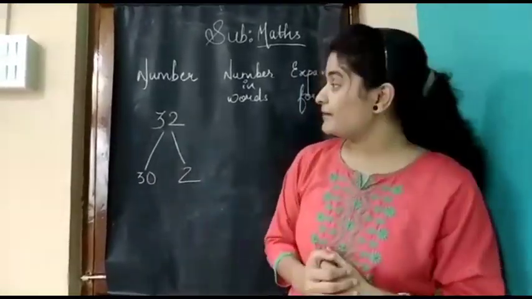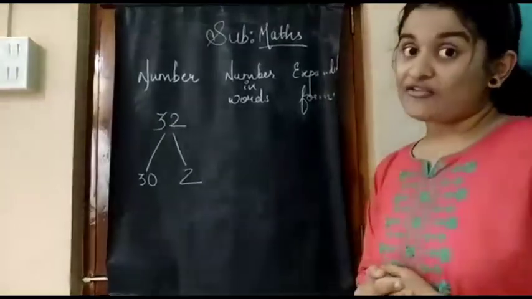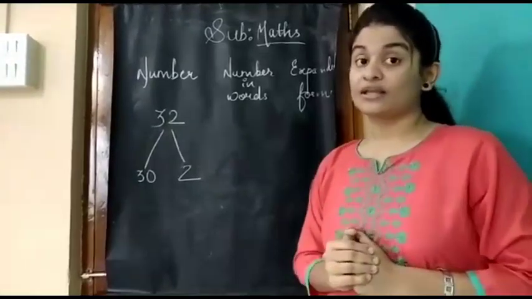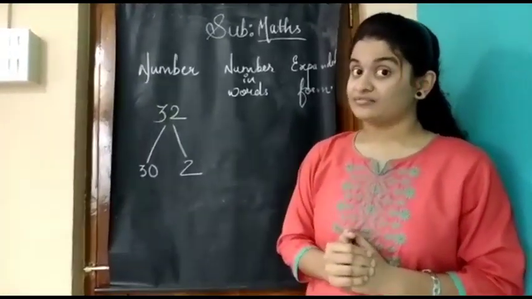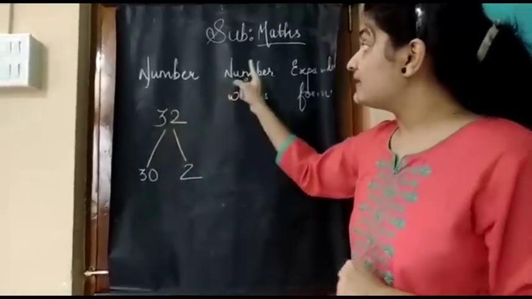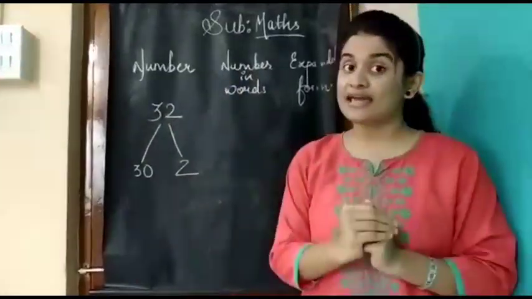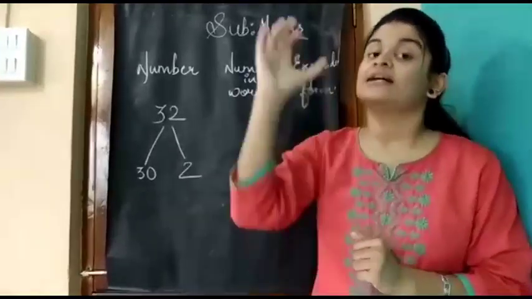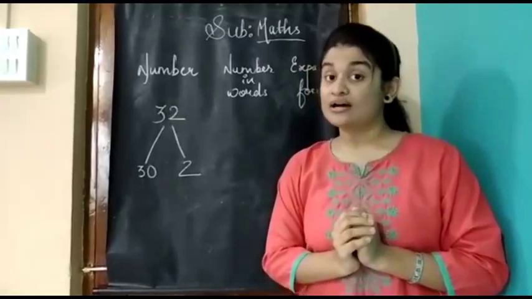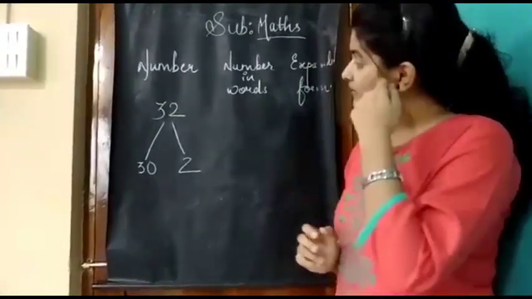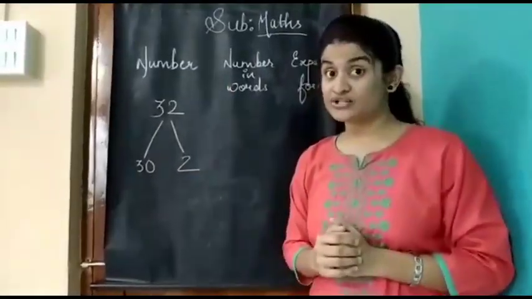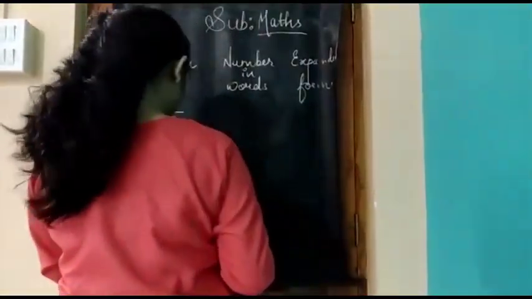Understood? So now tell me, now how we will write this number here in words? Yes, 30 and 2 becomes 32. Understood? So we will write here 30 and 2. Understood? Let's write.